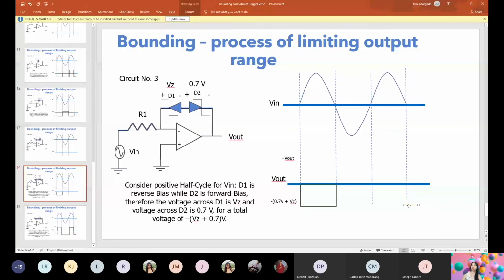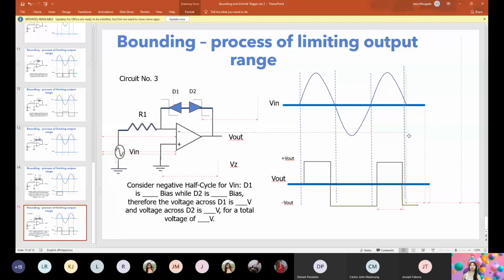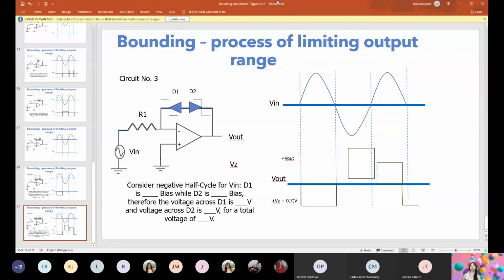For a total of negative VZ plus 0.7 volts. How about we consider now the negative half cycle. Now we're in the negative half cycle. If you have negative input, what is the state of D1 and D2? D1 is forward. Whereas D2 is reverse.